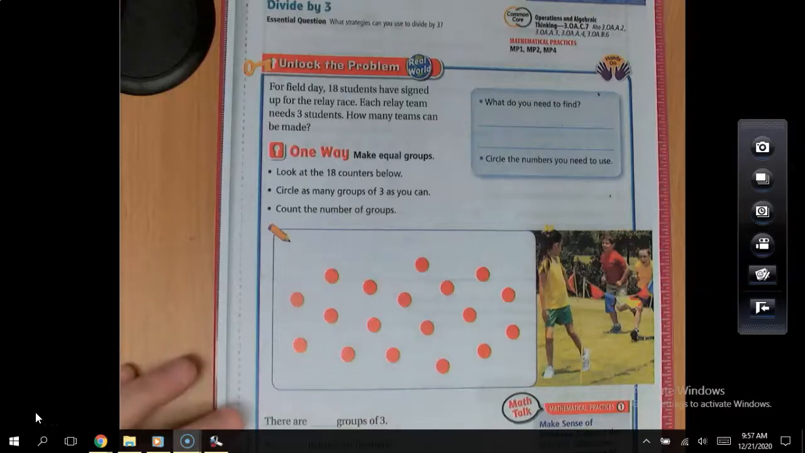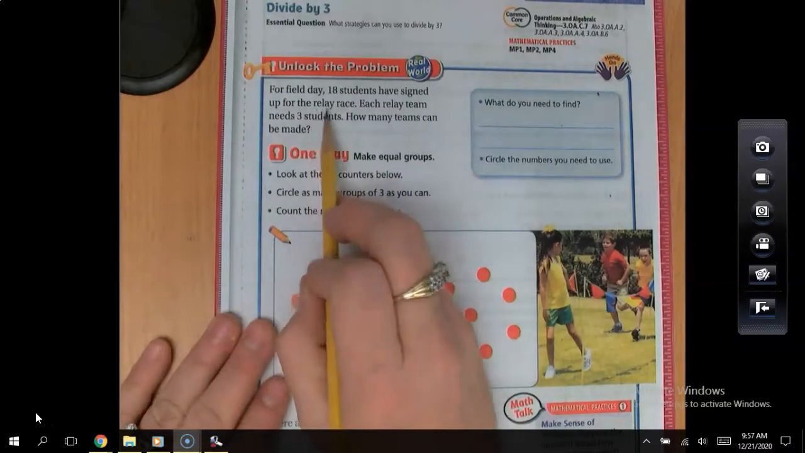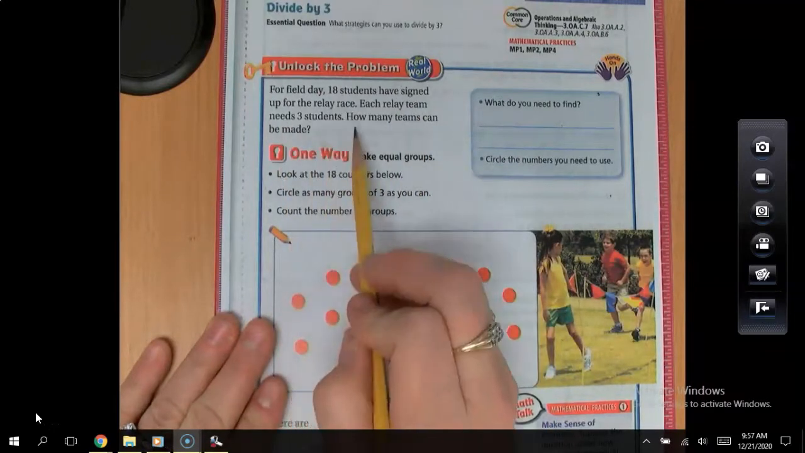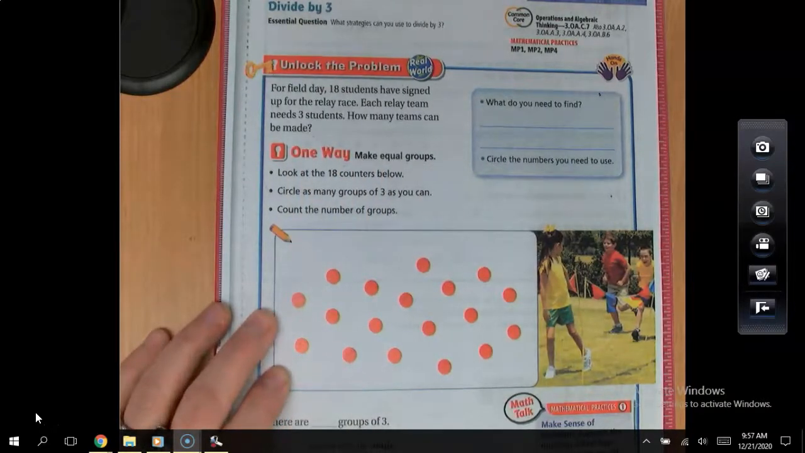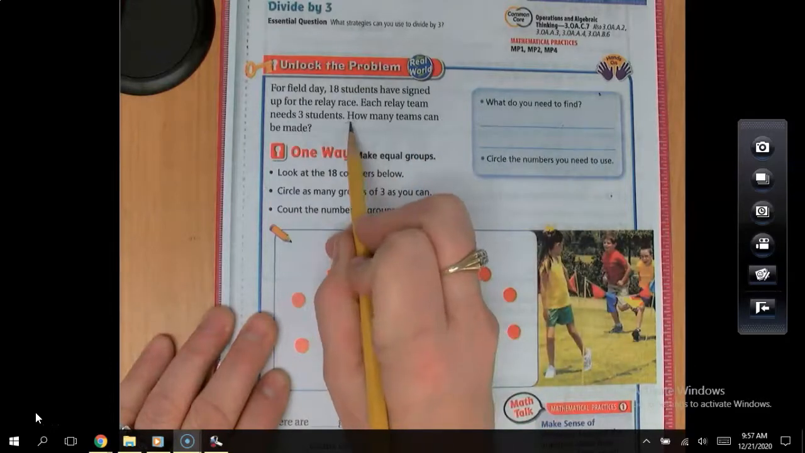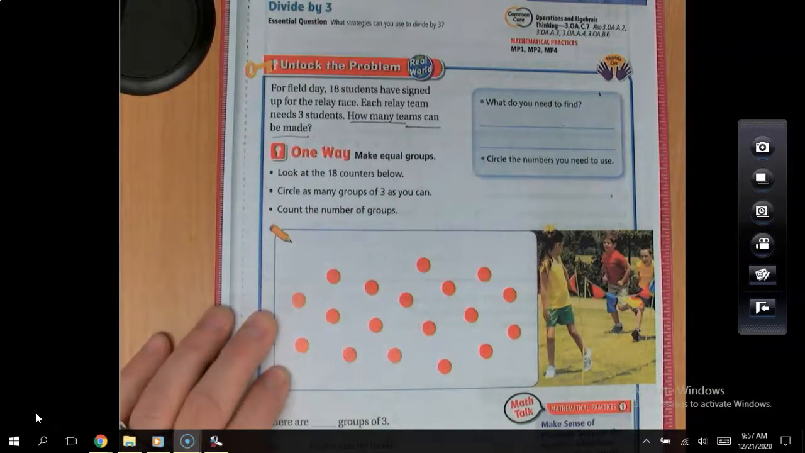So today we're learning to divide by 3. Let's get started. It says for a field day, 18 students have signed up for the relay race. Each relay team needs 3 students. So how many teams can be made? Well, what is the first thing that we need to find? What is it asking us? Let's look at my question. How many teams can be made? So we need to know the number of relay teams that can be made.